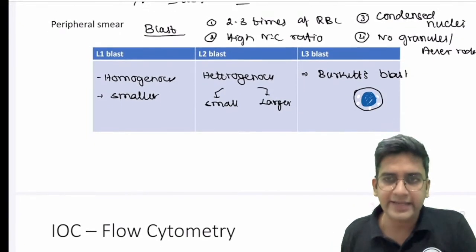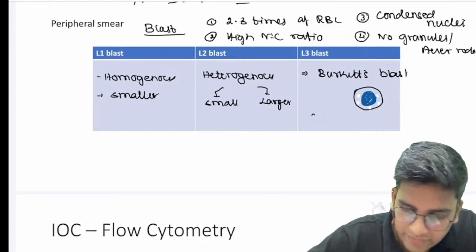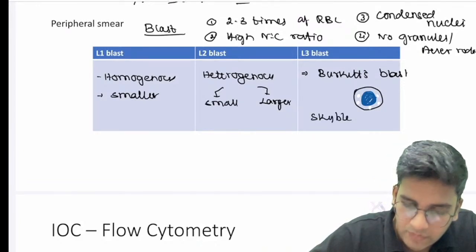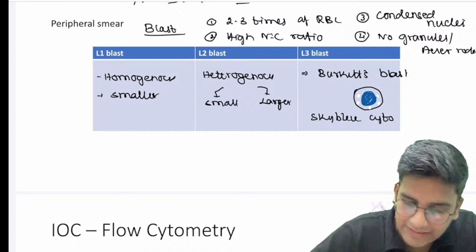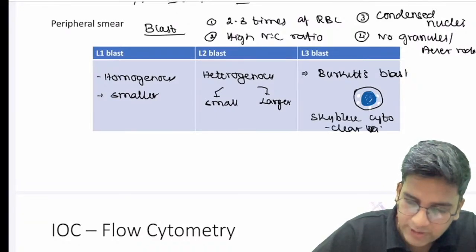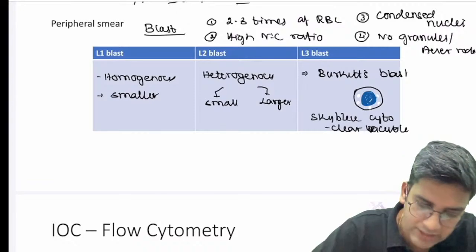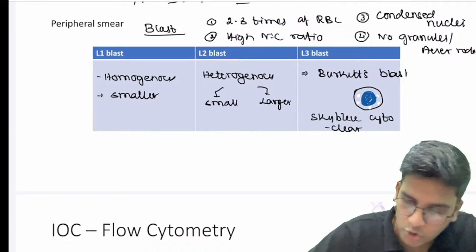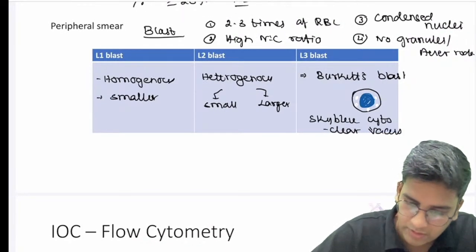Yes, Parag, it indicates myeloblast. You'll have sky blue cytoplasm and clear vacuoles, or empty vacuoles, in the cytoplasm. Both will make you think of a Burkitt's blast or an L3 blast.